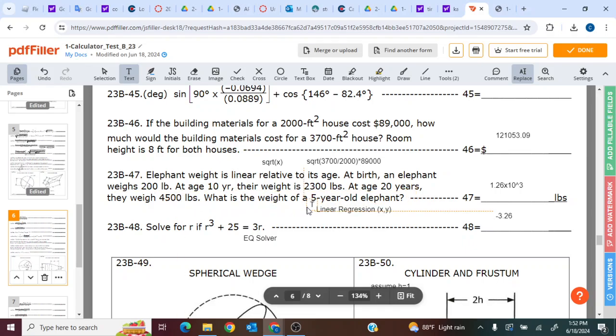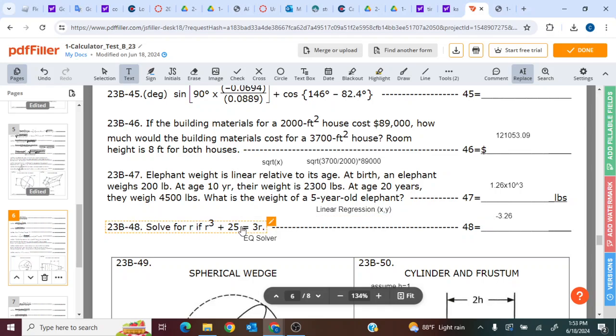So you simply put all those into stat edit. Go to stat edit, put in all the years into L1, and then all the weights into L2. Then go to stat calculate linear regression, or LinReg, and store your regression in y1. If you do that, you can find y1 of 5, and you will get 1.26 times 10 to the power of 3.